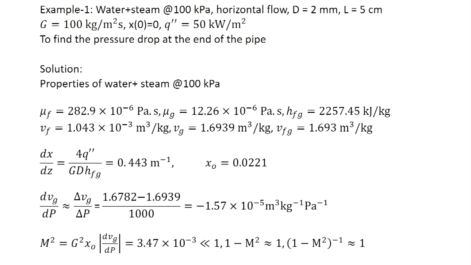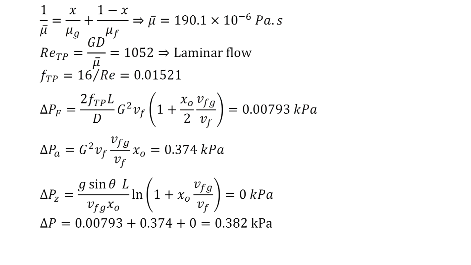The properties are same as before, and dx by dz is also the same as before. The outlet quality is 0.0221, and dVg by dP is the same as before. So, m square is negligible, and 1 minus m square is nearly equal to 1. So, we can use the expressions which we have derived. Now, the mean viscosity is calculated using McAdams relation, and we get RETP equal to 1052 and it is laminar flow.